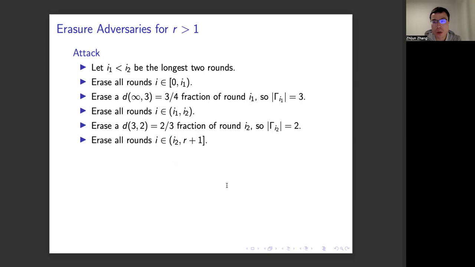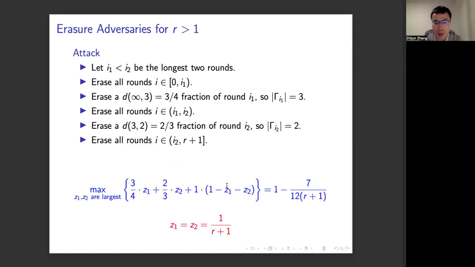And similarly, when there is more than one round of feedback, we will use the following attack. So we first identify the two longest rounds of the protocol. For all other rounds except those two, we'll just erase the entire round of the communication. And for those two rounds, again, we first erase a 3/4 fraction to make Bob confused between three different code words. And then we erase a 2/3 fraction to make Bob confused between two different code words. So at the end, the protocol fails because Bob cannot tell between two different code words.